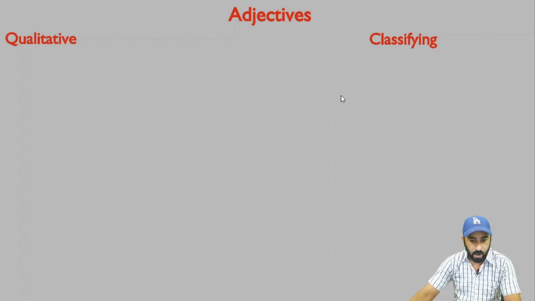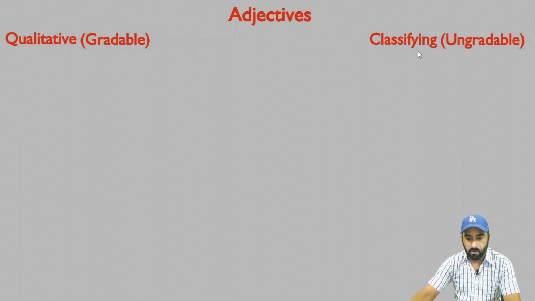These two categories are also called gradable and ungradable adjectives. Qualitatives are gradable adjectives and classifying are ungradable adjectives, and you will come to know what gradable and ungradable mean within a short time. Firstly, we need to see the simple definition of the qualitative and classifying adjectives. Okay, let's see.